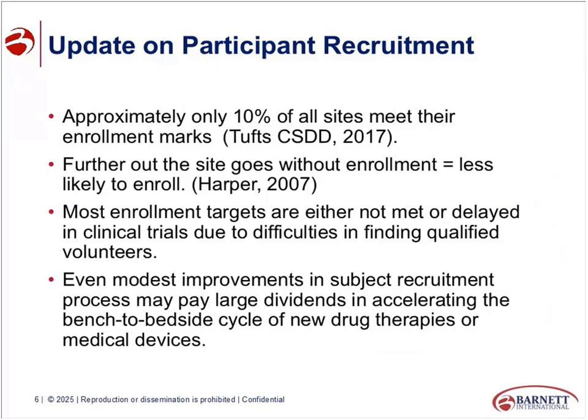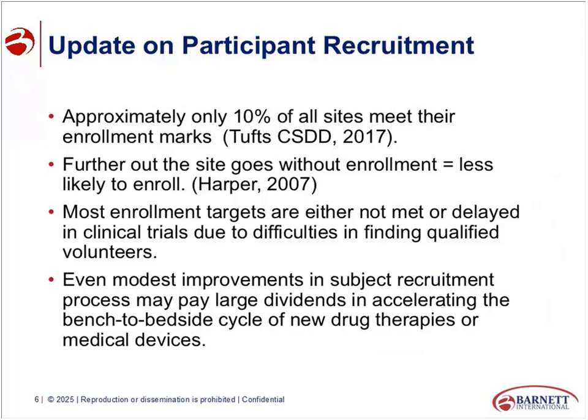Now, I don't have any more recent data from Tufts, but in 2017, approximately only 10% of all sites met their enrollment marks. And I suspect it's not too much different today. And the longer a site goes without enrollment, the less likely they are to enroll. So it's important to make sure that we're selecting our study sites appropriately, with some thoughtful consideration before an investigator takes on a study, that they do have the potential to enroll.